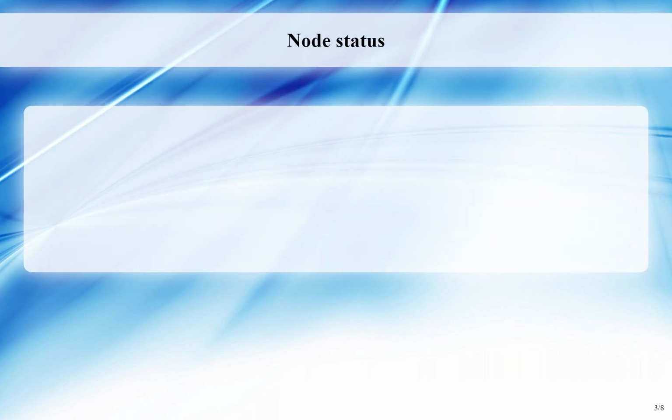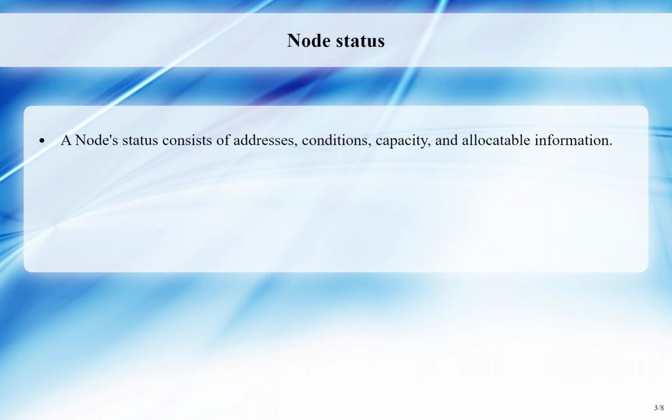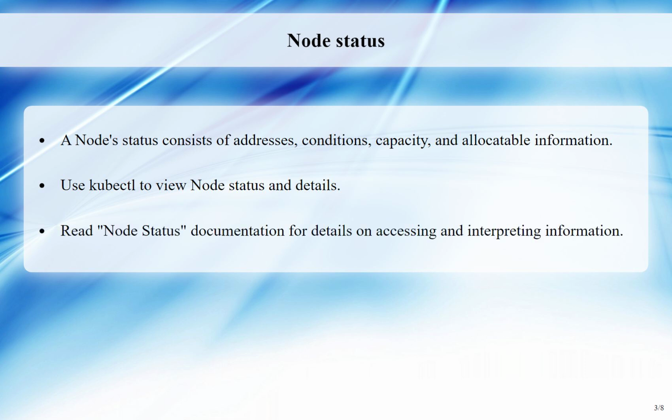Node status. A node status includes addresses, conditions, capacity, and allocatable info. Use kubectl to view a node status and additional details. Refer to the node status documentation for more information on how to access and interpret this information.